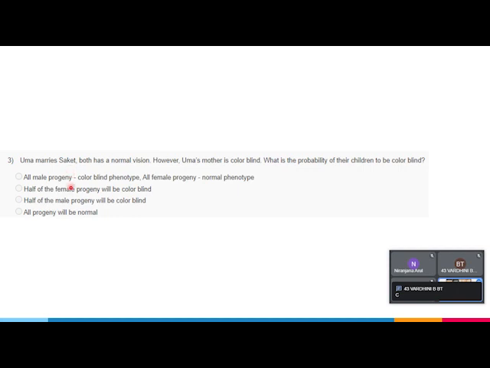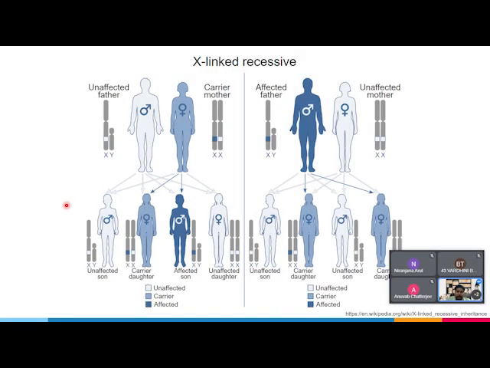So Niranjana says it is A: all male progeny are colorblind, all female progeny are normal. Vardhini and Shreya say it is C: half the male progeny will be colorblind. Okay, let us try and answer this.